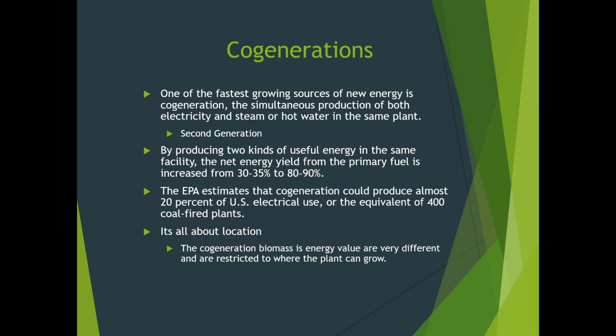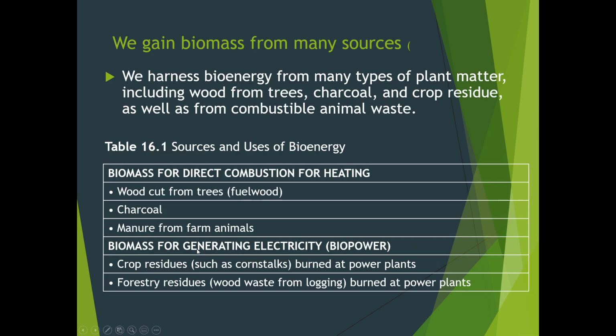Okay, as we go through this, I'm going to point that out, and I think you'll understand about this because if you're in West Virginia, you're going to have a lot more wood, right? If you're in Iowa, you're going to have a lot more corn stalks. So each one of those biomasses has a different water value and BTU. All right, so it really depends on where you're at, and to get your full fuel source. But we harness bioenergy from many types of different plant matter, including wood, trees, crops, all different stuff.